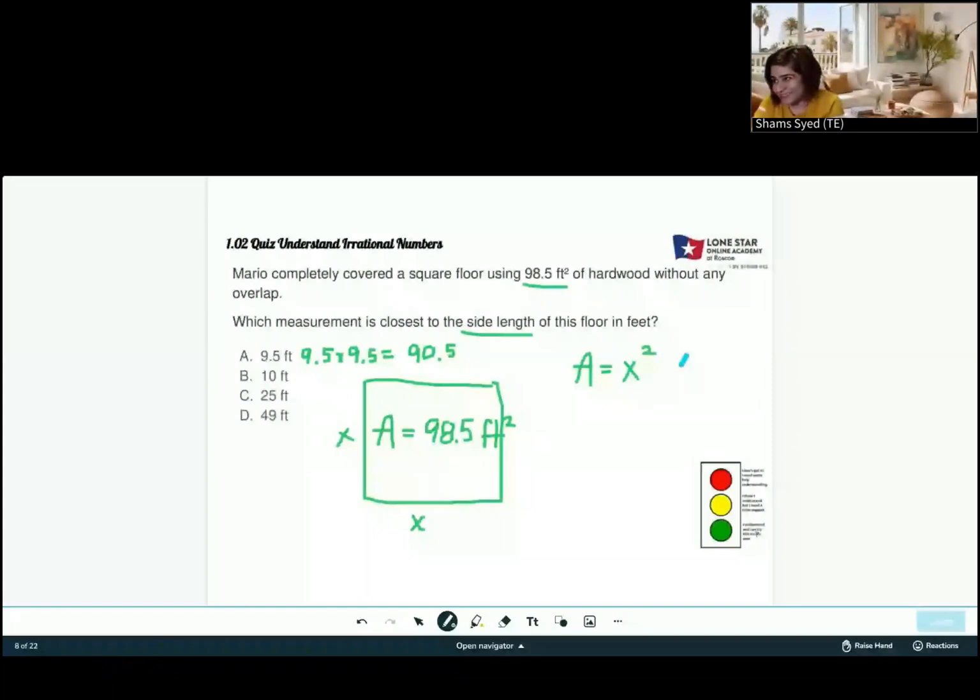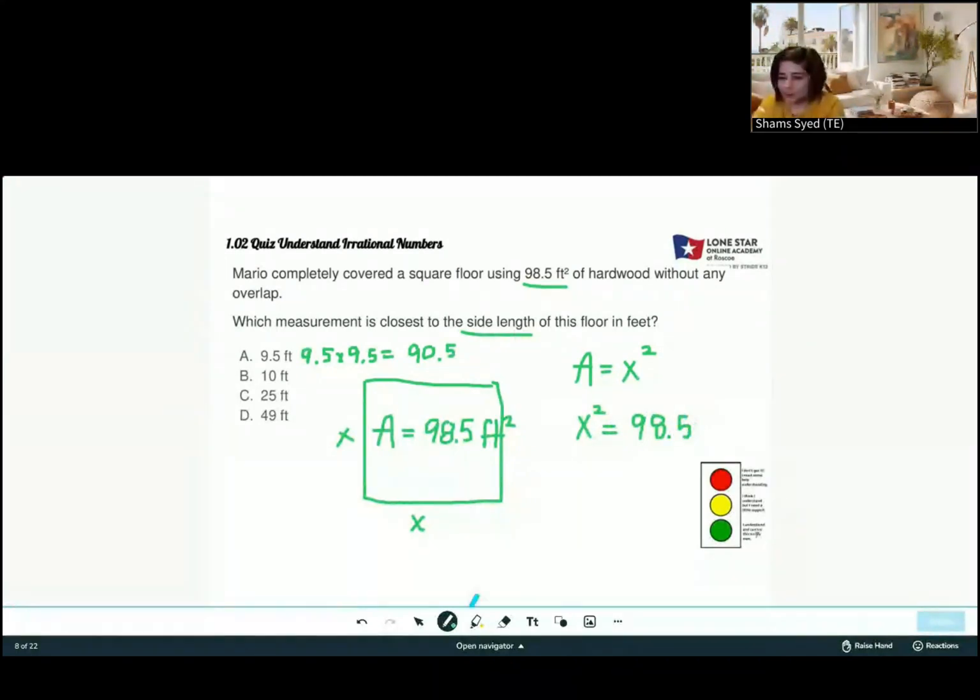Right? Side times side is like x squared. So I know whenever I do side times side, that is x squared, and the area of this square is 98.5. Whenever I multiply side times side, or I square the side, my area is 98.5.